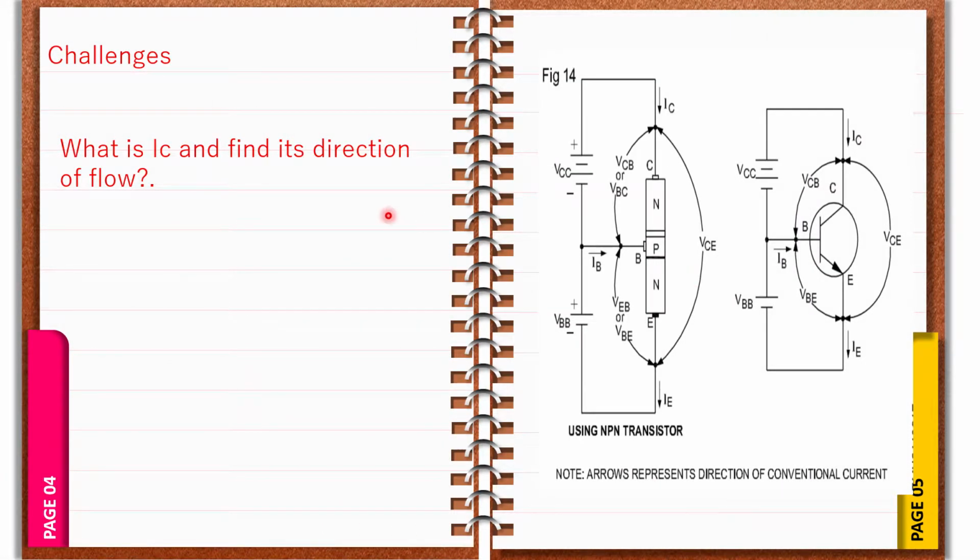Next, what is IC? IC means collector current. Collector current comes from the VCC plus terminal and enters into the collector region. In this circuit, you can see that the IC is coming from the VCC plus terminal and entering into the collector. This is clear. IC means collector current.